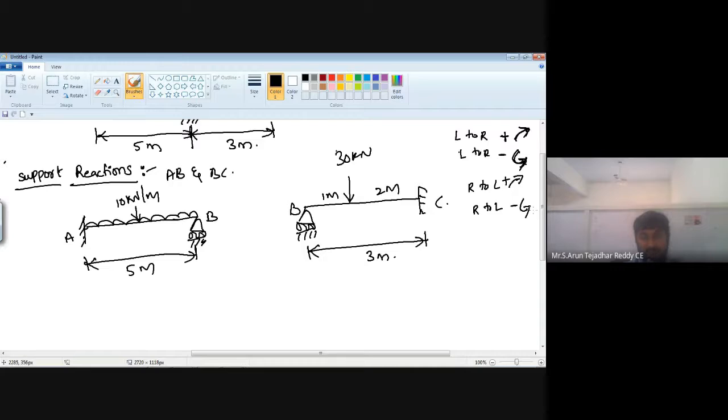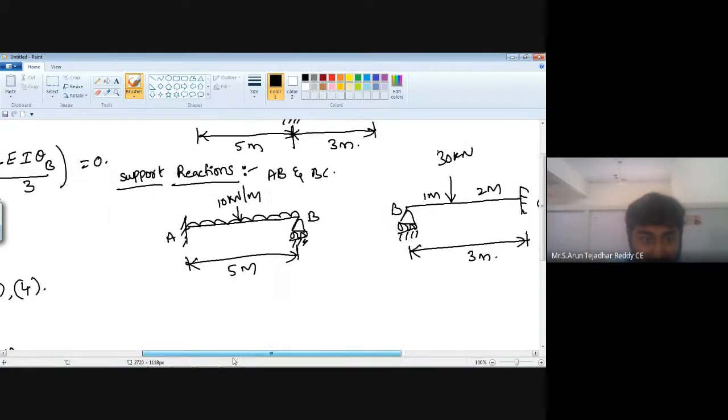anti-clockwise. See here, forget about left to right, right to left. Just remember, if plus value is indicated as clockwise direction, if minus value is indicated as anti-clockwise direction. Just remember that. If you take left to right, right to left, again it will be difficult for you. Forget about left to right. Just I'll write clearly here.